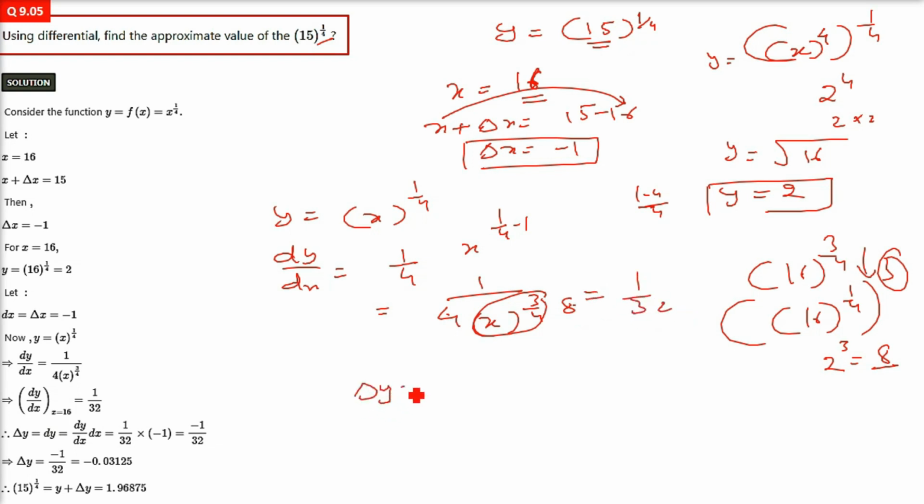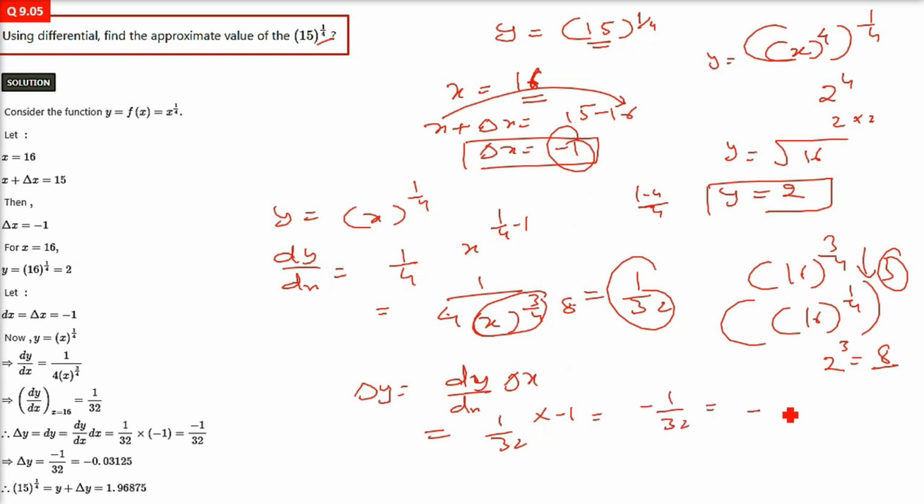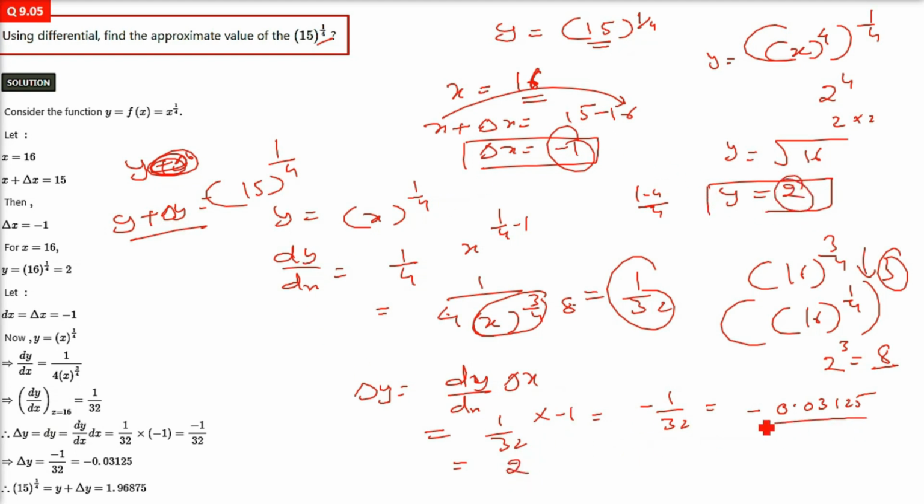Now delta y is dy by dx into delta x. So this is 1 by 32. Delta x is negative 1. So you get minus 1 by 32. And that is going to come as minus 0.03125. This is your delta y. Now y plus delta y has to be computed. You already have a y which is 2. You already have a delta y which is negative 0.03125. So it's a subtraction actually in order to find out 15 to the power 1 by 4. So you have 2 minus 0.03125. So you have delta y plus y, that is 15 to the power 1 by 4 is 1.96875.